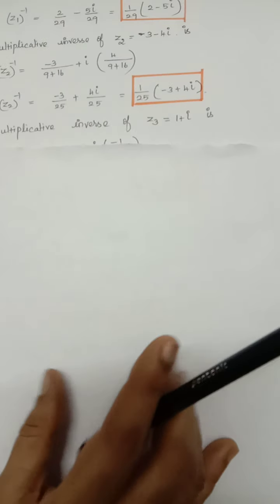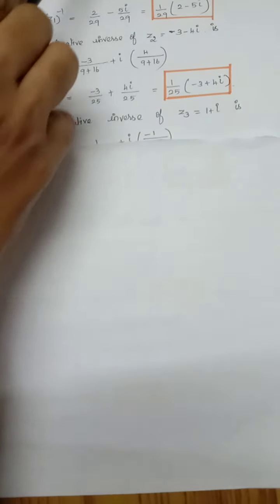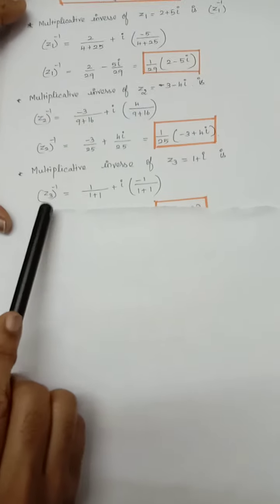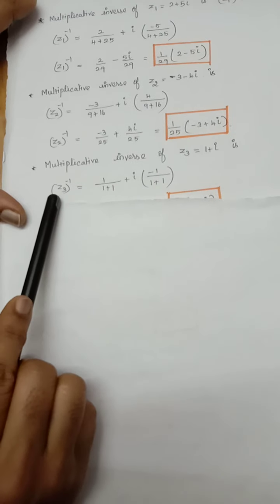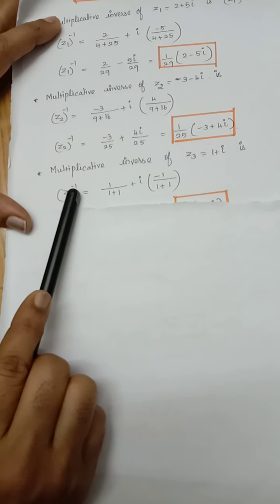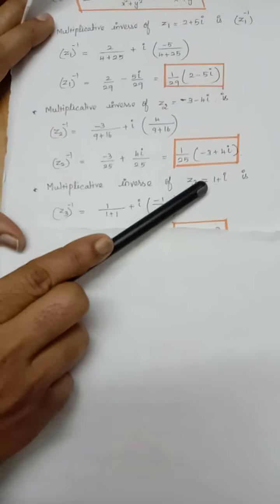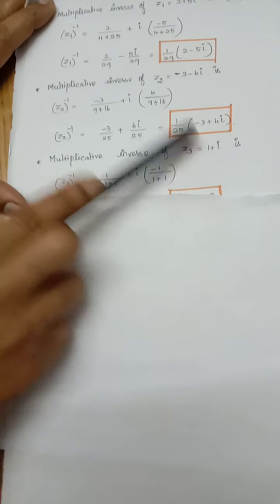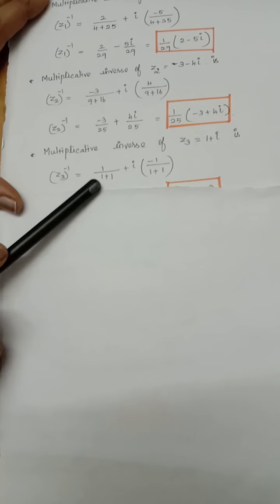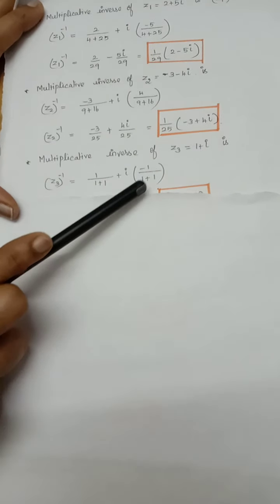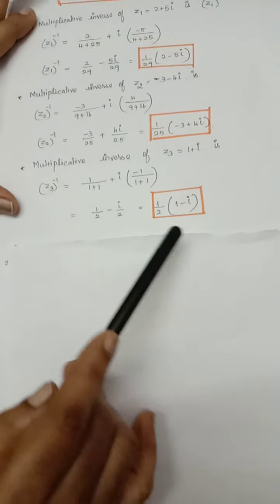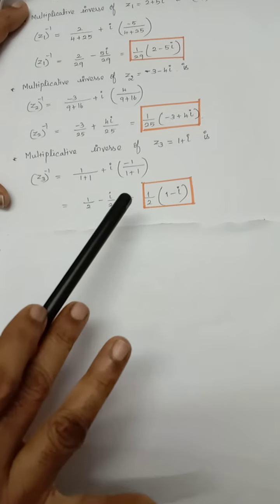Coming to z3, 1 plus i. Using the same formula, the multiplicative inverse is denoted by z3 to the power minus 1. Okay. So using this formula, x is 1 and y is also 1. So it is 1 by 1 plus 1 plus i into minus 1 by 1 plus 1. So you are getting this multiplicative inverse.